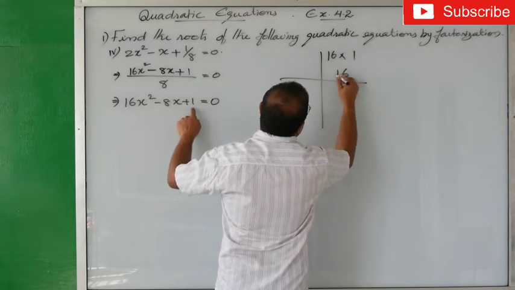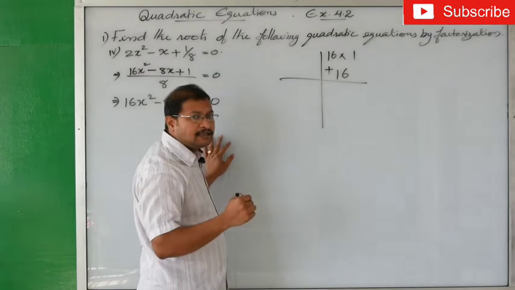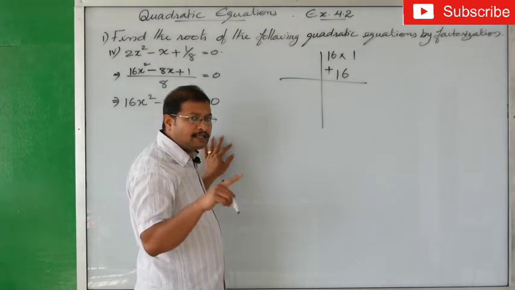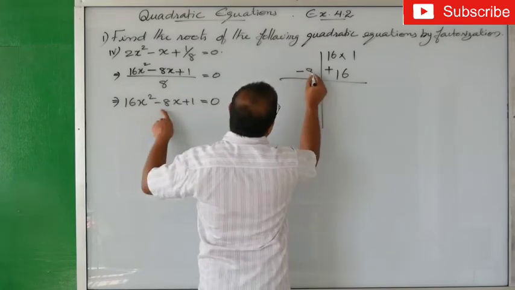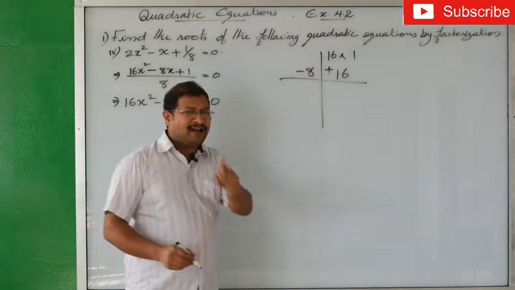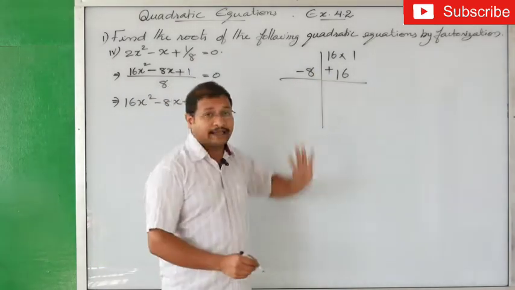So 16 ones are 16, of course it is plus. Right? That means both numbers will be minus or both numbers will be plus. Now what is the middle term? Minus 8. Minus 8 means 100% sure both numbers are negative, because minus and minus will get plus.